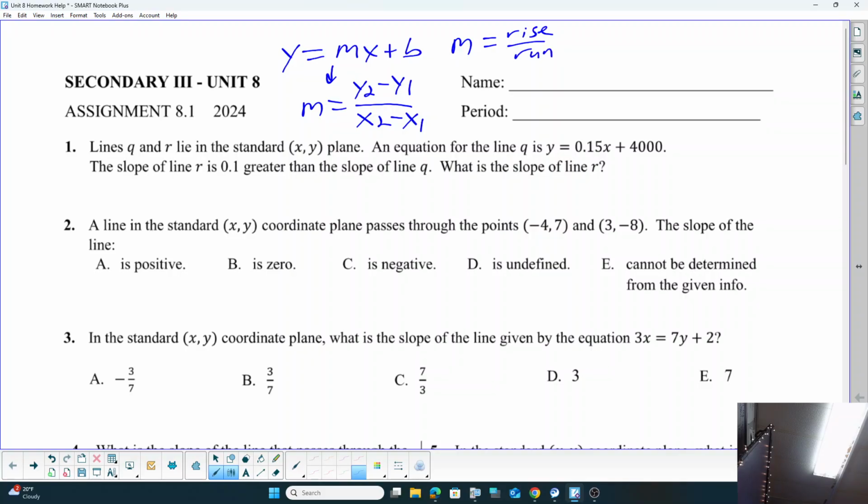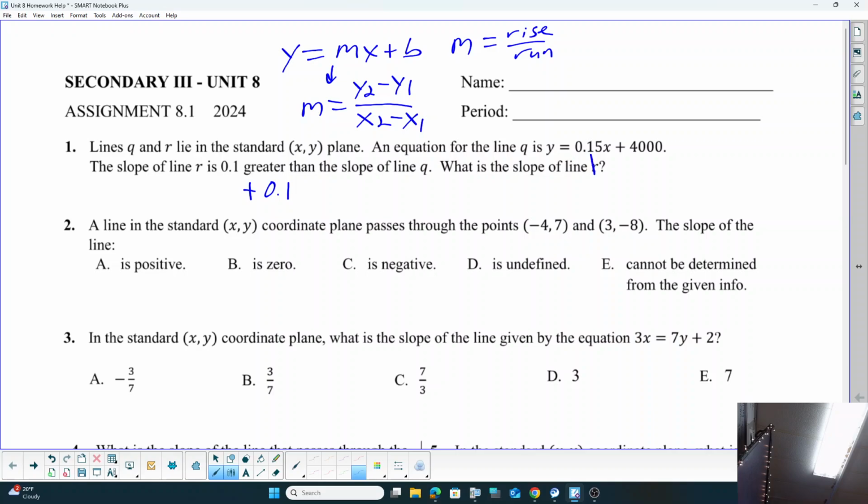So lines Q and R lie in the standard xy plane. An equation for the line Q is y equals 0.15x plus 4,000. The slope of line R is 0.1 greater than the slope of line Q. What is the slope for line R?